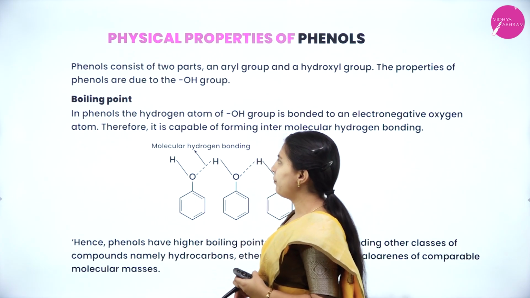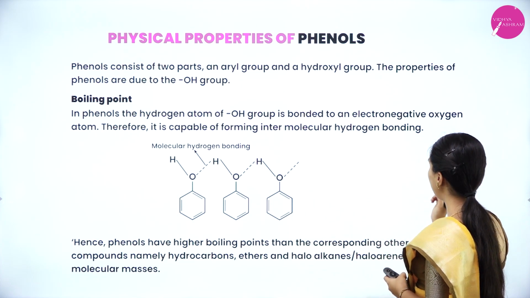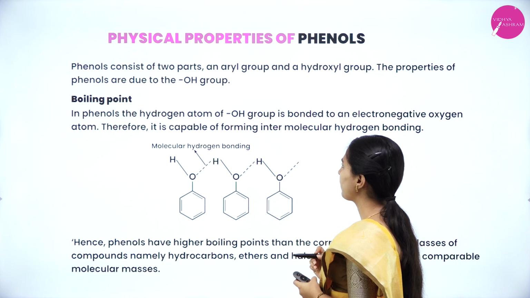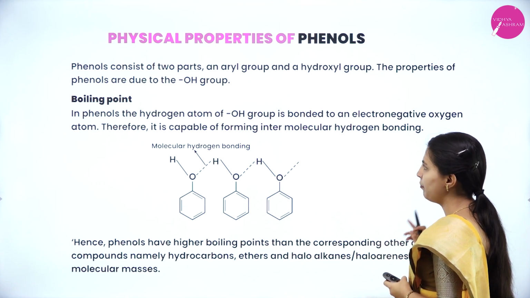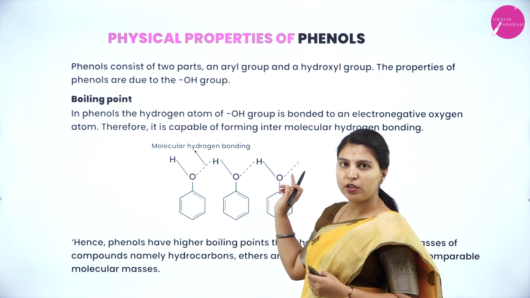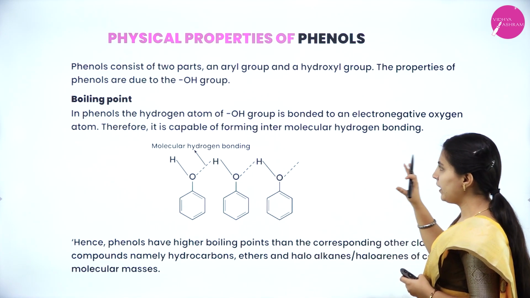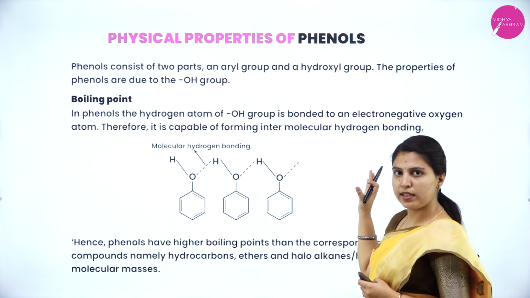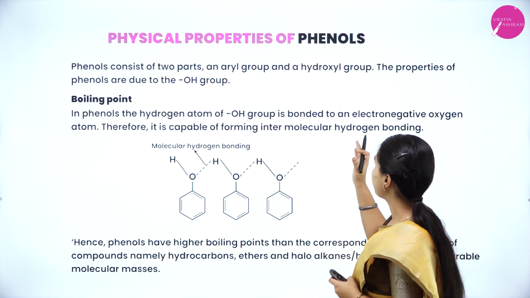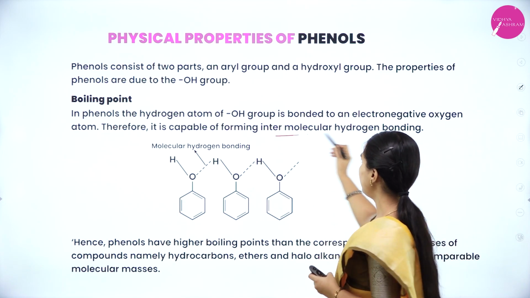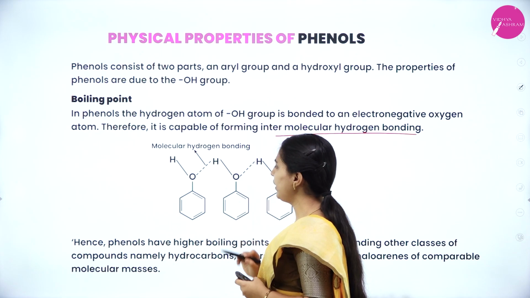First one, boiling point. In phenols, the hydrogen atom of hydroxyl group is bonded to an electronegative oxygen atom. Therefore, it is capable of forming intermolecular hydrogen bonding. In phenols, hydroxyl group is present. In that hydroxyl group, it is completely bonded to electronegative oxygen atom. So, it is capable of forming intermolecular hydrogen bonding. Okay. See here, intermolecular hydrogen bonding can be easily formed.